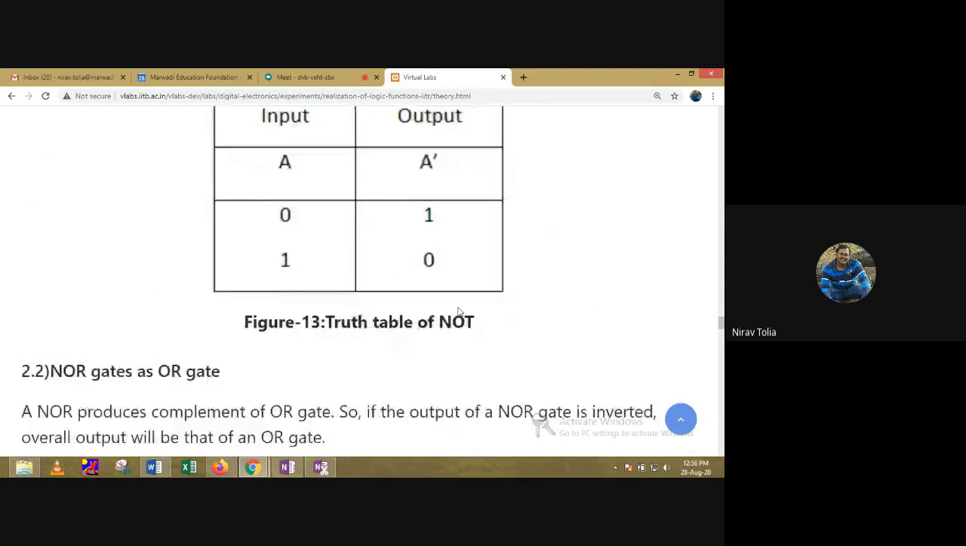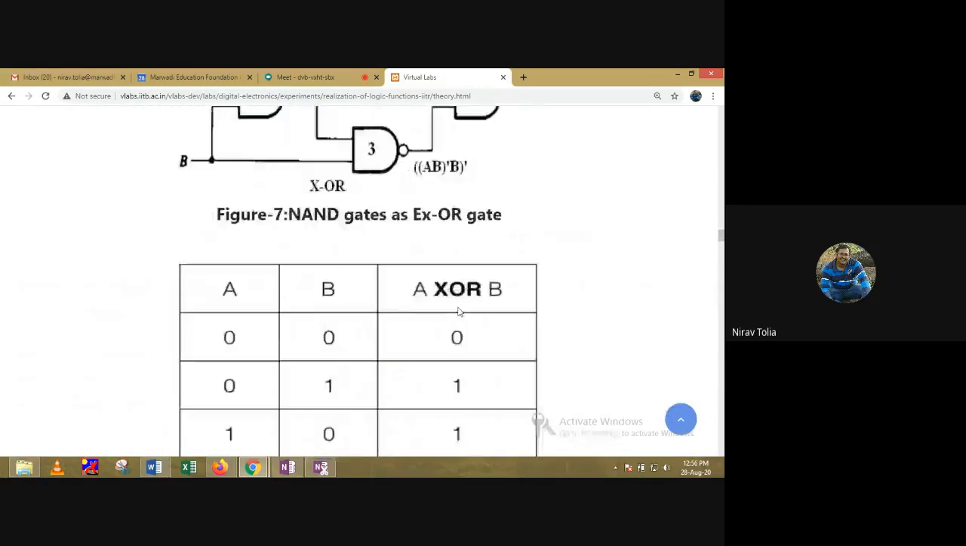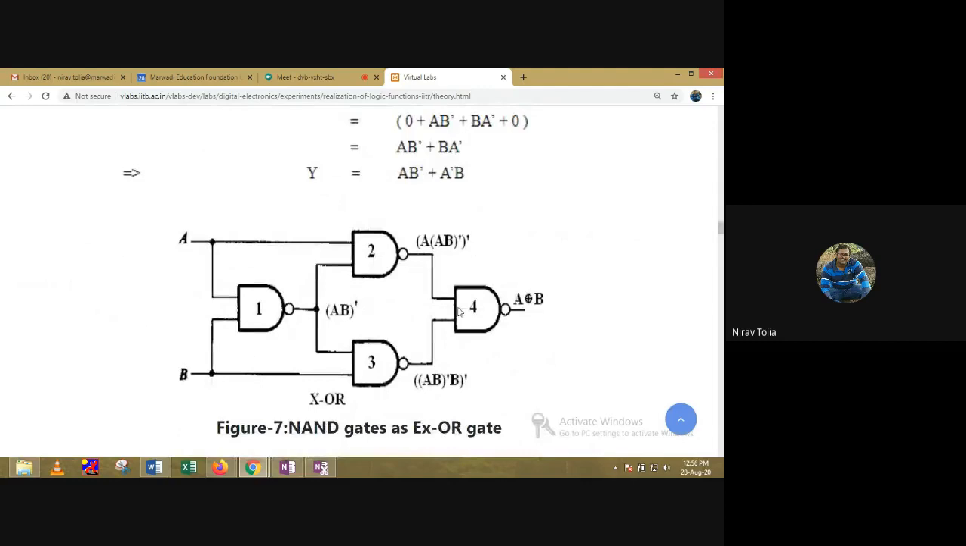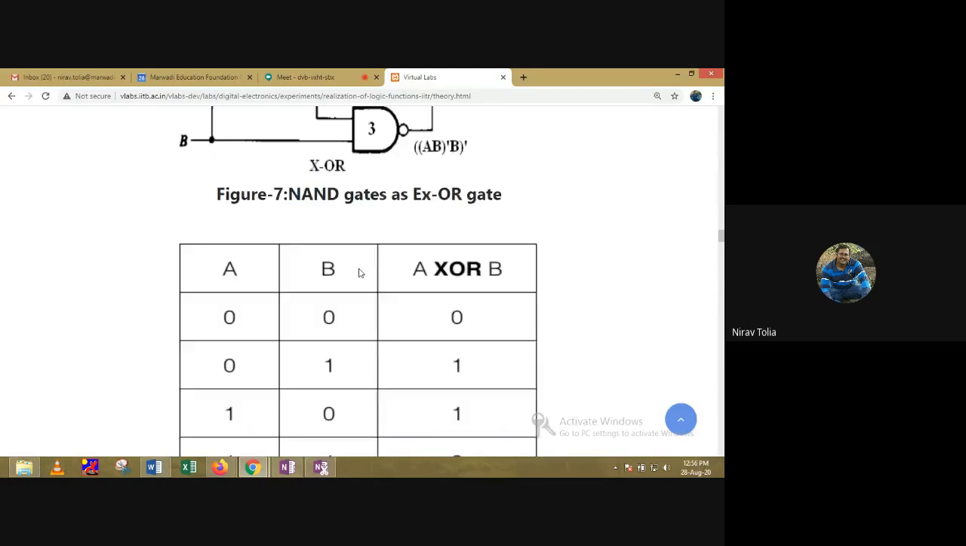If you remember the first one, see this is the figure. Now if you replace the NAND gates with NOR gates, then it becomes an exclusive NOR gate by using NOR gates. Okay, that's the only difference. Here we have 1, 2, 3, 4. Same way.